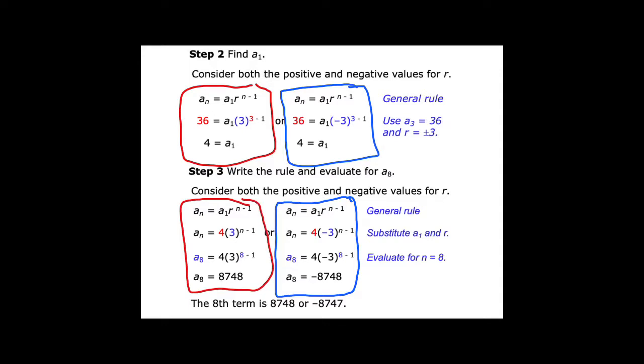So then you'll do a sub n equals a sub 1 times r to the n minus 1. You'll plug in 4 for your a sub 1 and 3 and negative 3 for your r. And then for your a sub n, you'll sub in a sub 8 because that is what you're looking for. And so your 8th term is 8,748 and negative 8,748.